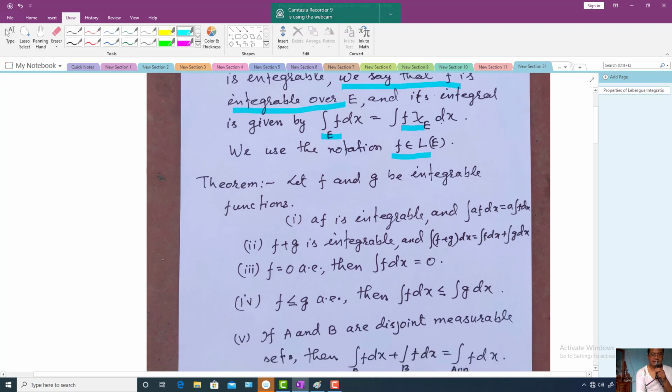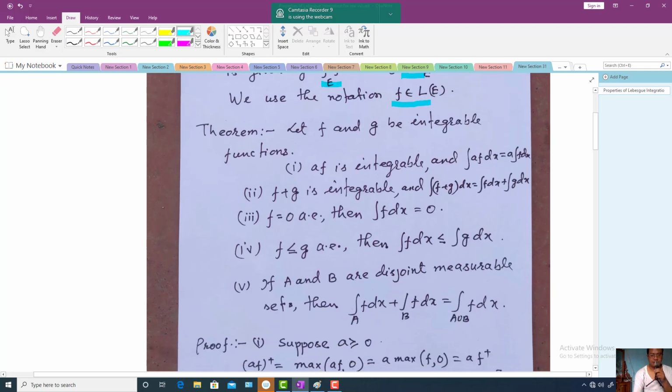Okay, and next let us extend those results we proved for non-negative measurable functions. So here f and g are integrable functions. In the last class we defined what we mean by an integrable function. Then we are going to prove that a times f, where a is a real number, is integrable and its value is equal to a times the integration of f dx. Similarly, if f is integrable and g is integrable, then f plus g is integrable.